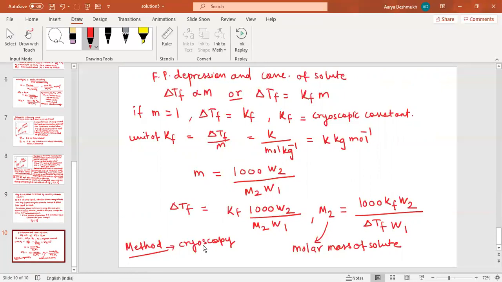And this method, which is used to find out the molar mass of solute by knowing the depression in freezing point, is known as cryoscopy. So this is about the freezing point depression: when you add a non-volatile solute into the solvent, there will be a depression in the freezing point of the solution which is formed. Thank you.